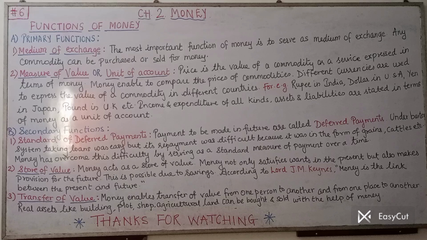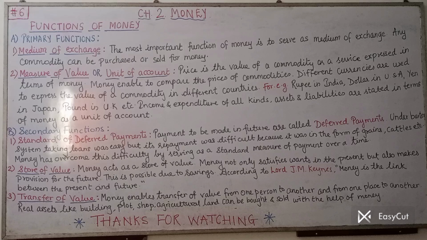Now let us move on to the second function, that is store of value. Money also acts as a store of value. That means we can store value with us in the form of money, and that's why nowadays people make savings. We do savings so that in future we can spend that money and buy whatever we want to buy. So money not only satisfies wants in the present period, but it also makes provision for the future, and hence people do savings. This is possible due to savings.